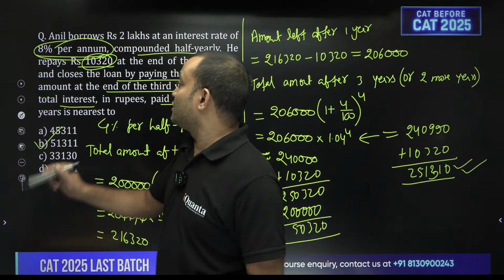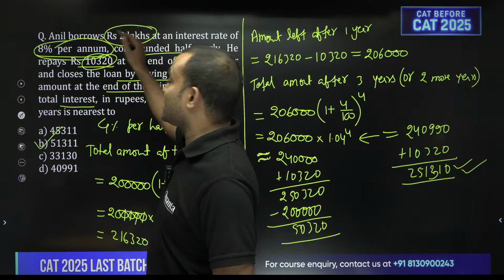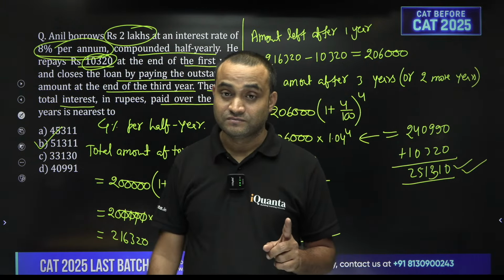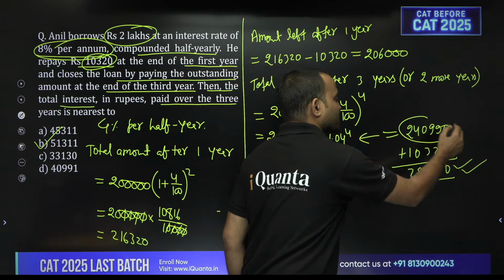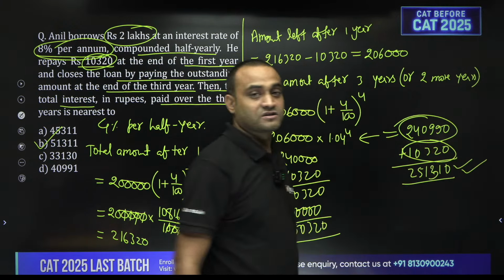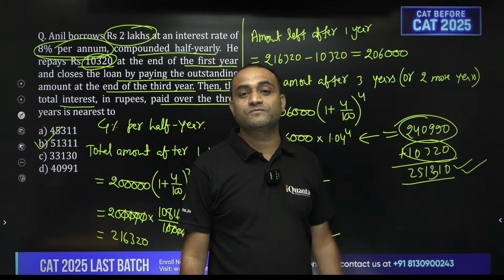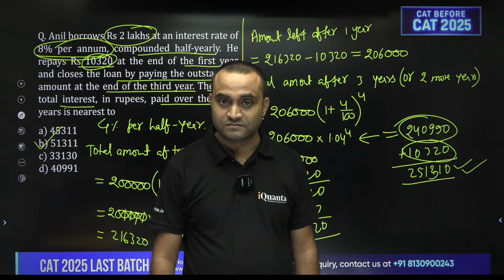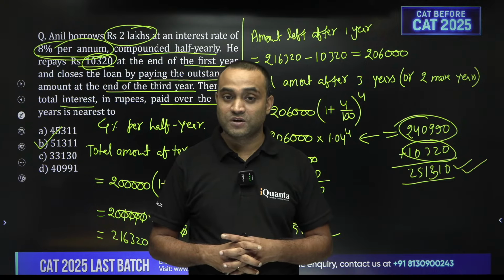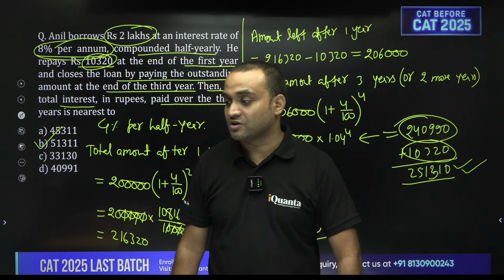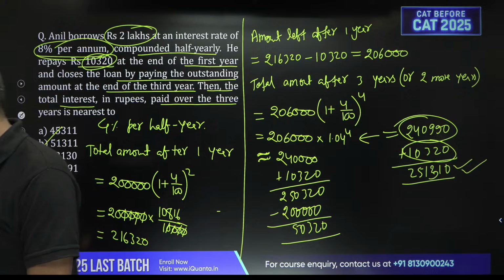Here the total loan amount is 2 lakhs. At the end, total loan amount is 2 lakh rupees, right? What he is paying? He is paying this amount after 3 years, this amount after 1 year. So total amount he is paying is 2,51,310. So what's the extra? Subtract the loan amount. If you subtract 2 lakhs, you are getting 51,310. Okay.